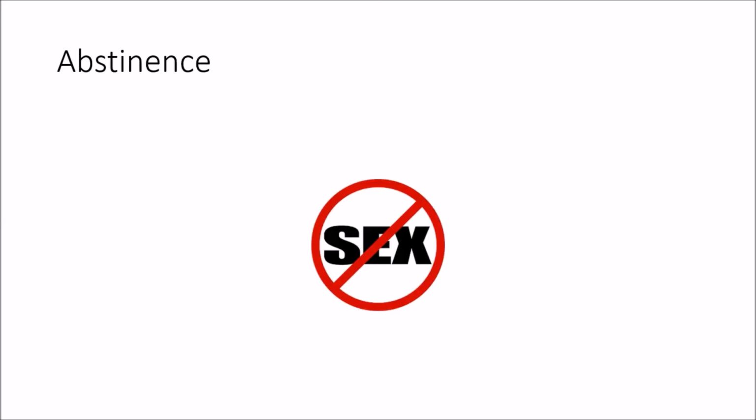Now, another, I guess, natural method of contraception would be abstinence. Now, the reason why I call this a natural method is because no chemicals are being used and no devices are being used. With abstinence, the person is just not having sex at all. And this is the only contraceptive method that is 100% effective.